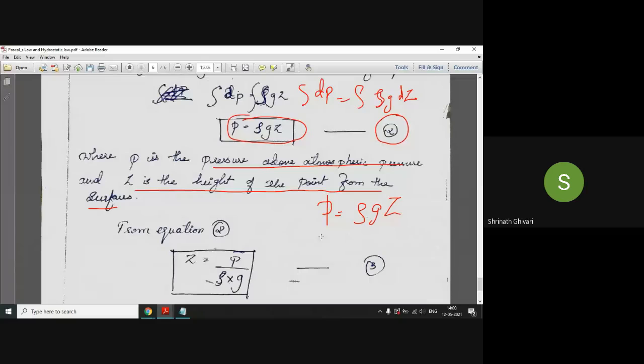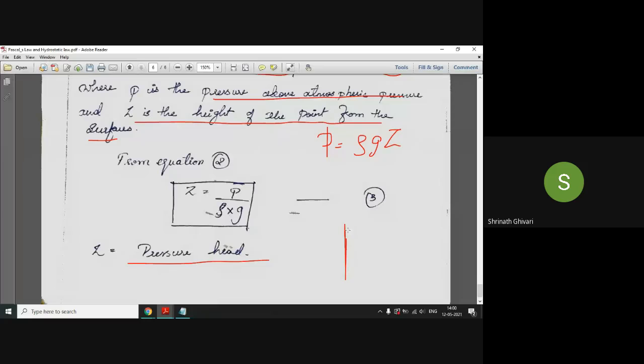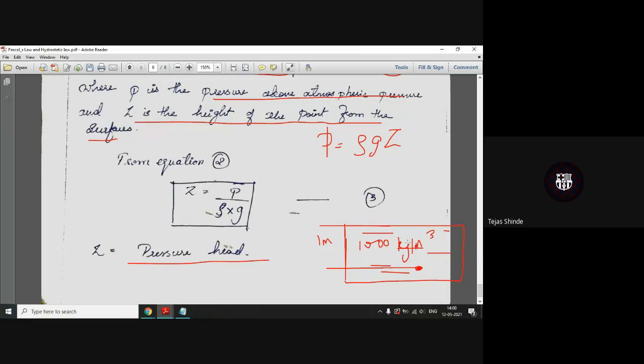Remember this one, this is very important. For all the problems it will be asked many times. Suppose this is a fluid mass, and I want to measure the pressure at this point, and this height is around 1 meter. The liquid here has a density of 1000 kg per meter cube. Which liquid is this? Water. So water is there inside that, right?